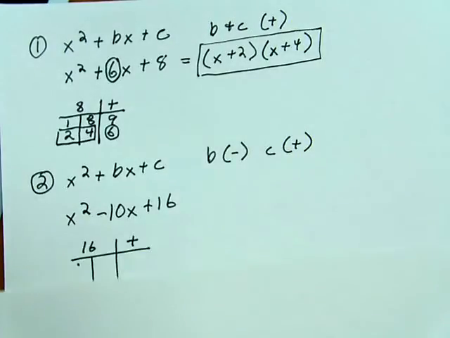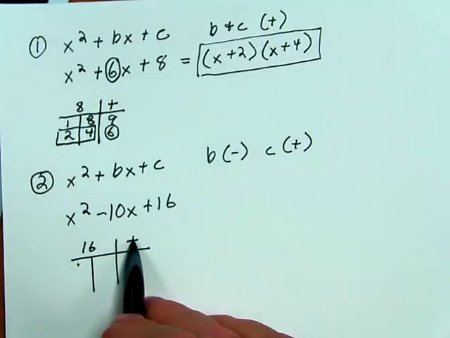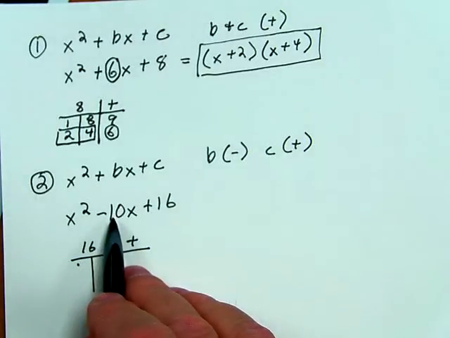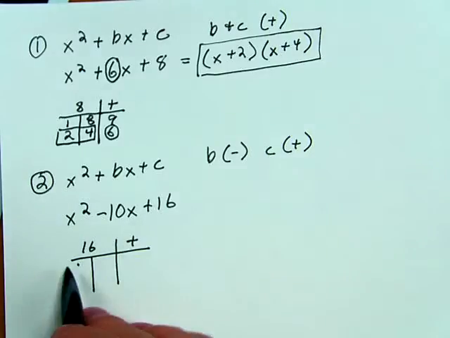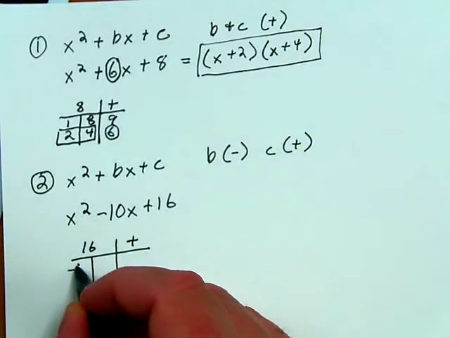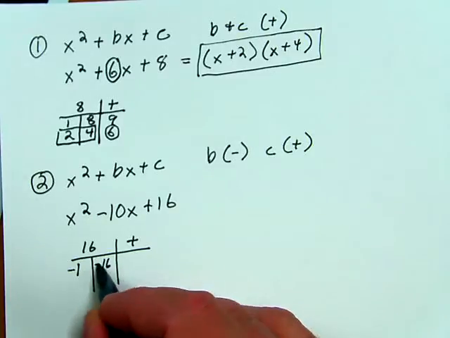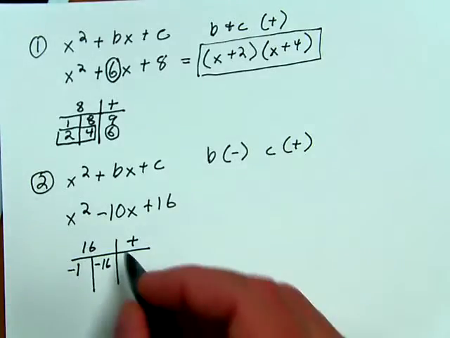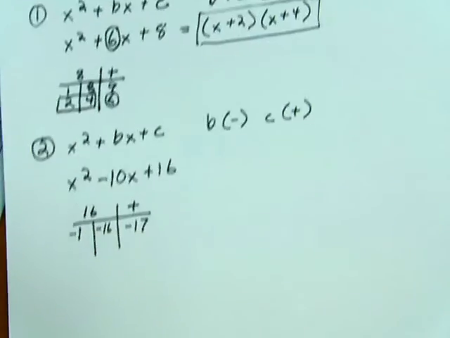So we're going to make our little factoring table where we want a positive 16. But since we know the two numbers have to add up to a negative number, and they both have to multiply to be a positive number, both are going to be negative numbers. So we're going to start with negative 1 and negative 16. When multiplied together, that gives me positive 16. Added together gives me negative 17. So that's not the pair I'm looking for.